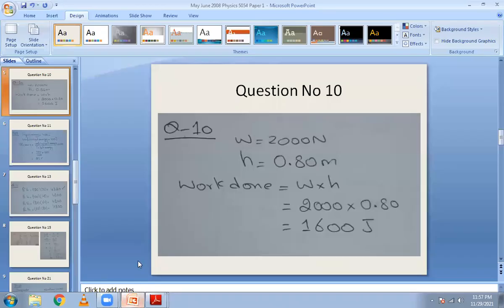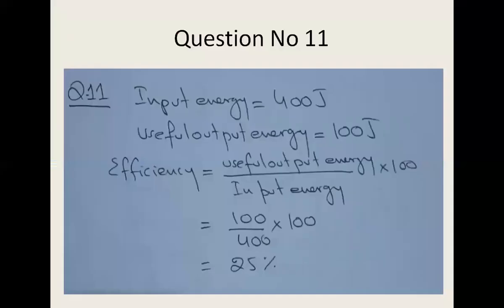So let's do the calculation. The input energy here is 400 joules. The useful output energy is 100 joules. The efficiency formula is useful output energy divided by input energy, multiplied by 100. The useful output energy at the generator is 100 joules, and the total input energy is 400 joules. So the final answer will be 25%. The overall efficiency is 25%.